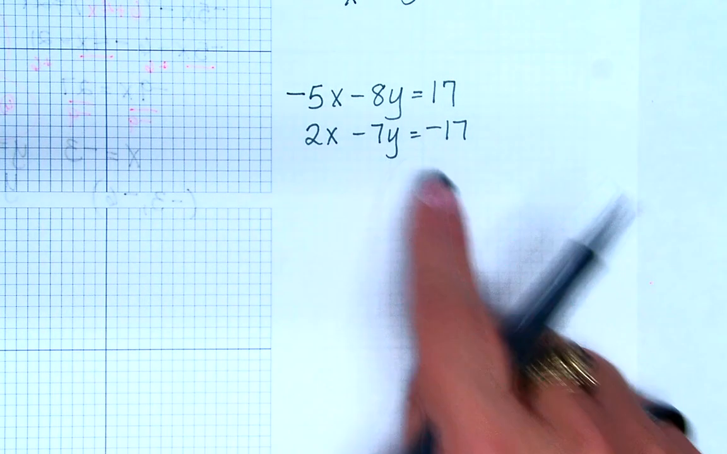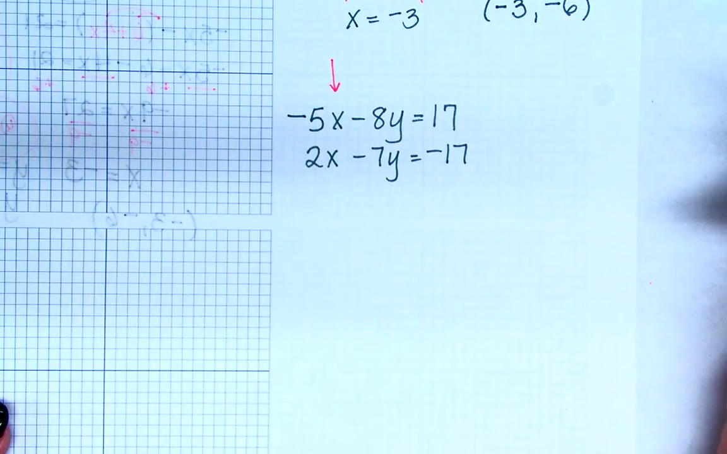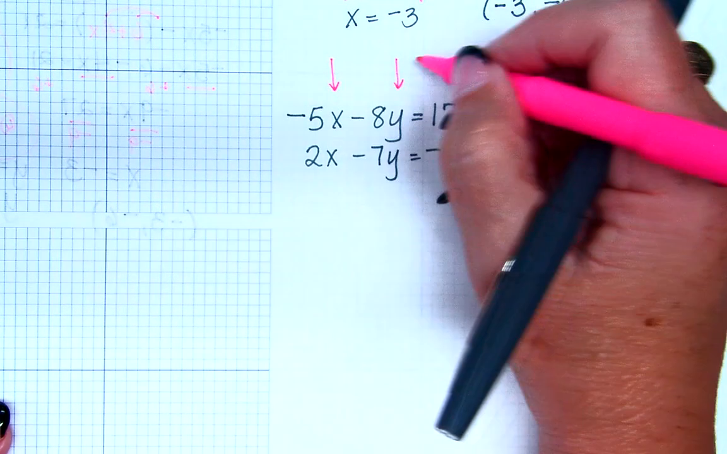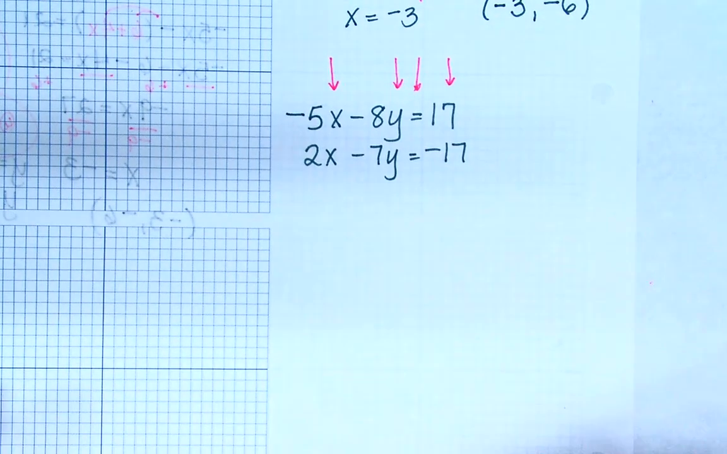So the first thing I need you to realize is in order to do elimination, I have to have my x's lined up, I have to have my y's lined up, I have to have my equal signs lined up, and I have to have my constants lined up. Some of the problems that you're going to do for work later are not lined up. And before you can even start, you have to get everything lined up first. Does that make sense? Okay?